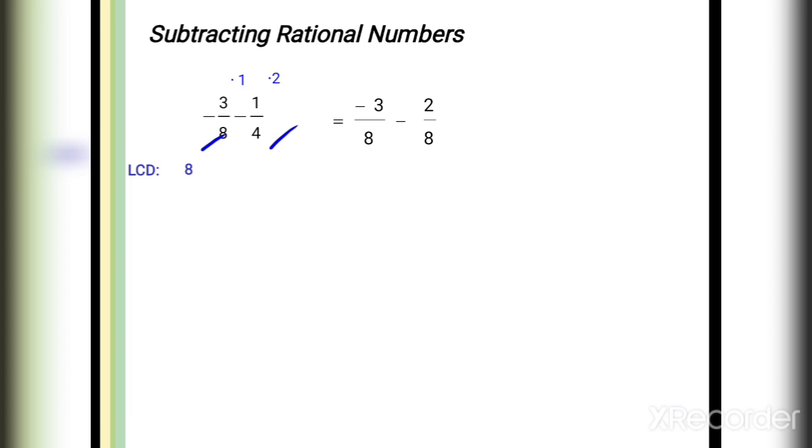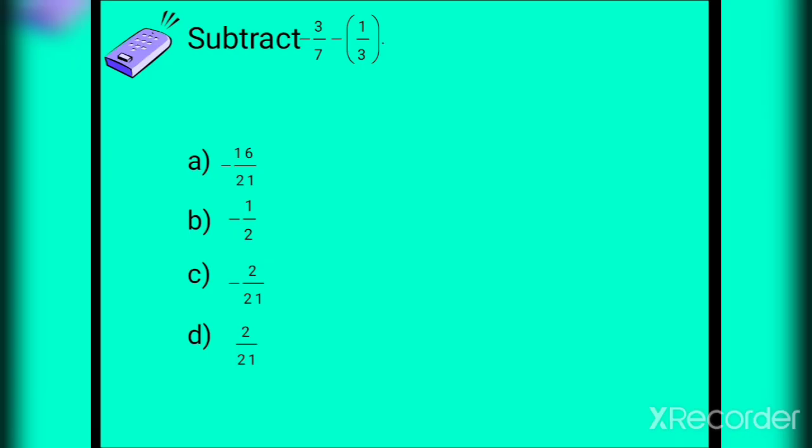Now we will solve them. Keep adding, so minus minus gives plus. So 3 plus 2 will be 5, and with the sign of the greater digit, it will become minus 5 by 8. Now subtract them and find the answer. The answer is minus 16 by 21.